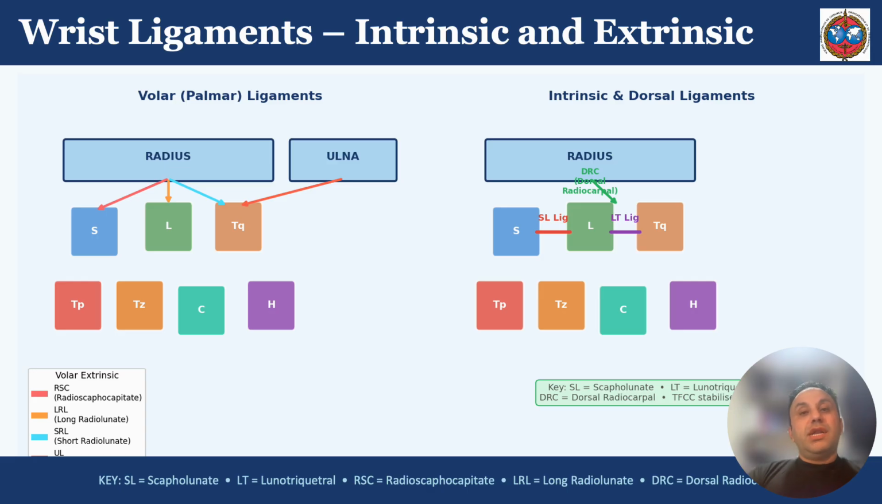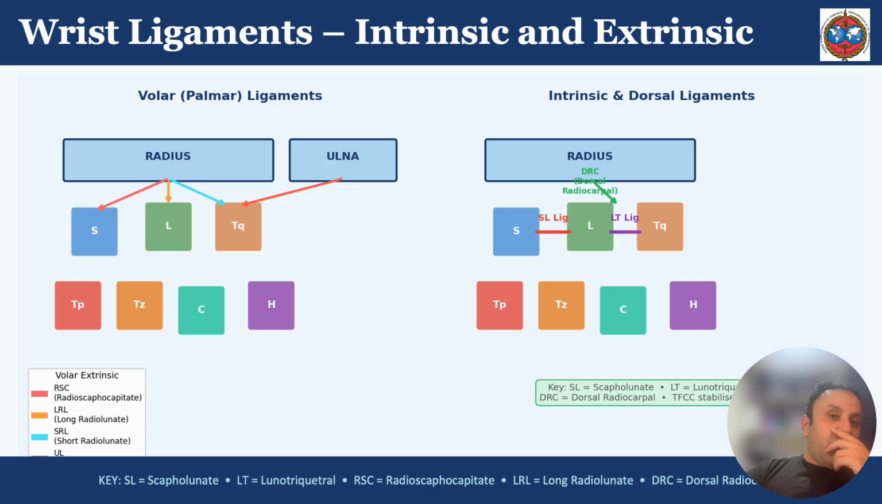We have the lunotriquetral ligament, which also is C-shaped, with the palmar portion the strongest. And we have the intercarpal ligaments of the distal row, which are very strong and rarely injured in isolation, and that's why the row moves as a single unit. Volarly, we have the extrinsic ligaments, and this includes the radioscaphocapitate. We will refer to it as the RSC later in this presentation. It comes from the radial styloid, spans the waist of the scaphoid, and is an important secondary scapholunate stabilizer.